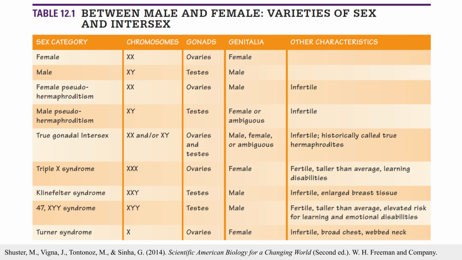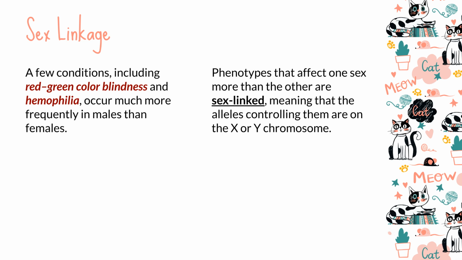The key idea here is that sex is biologically complex. Chromosomes, organs, and hormones do not always align in the same way for every individual. Some traits occur more frequently in one sex than the other because they are sex-linked. This means the genes controlling these traits are located on the X or Y chromosome. Conditions such as red-green color blindness and hemophilia are more common in males because males have only one X chromosome.